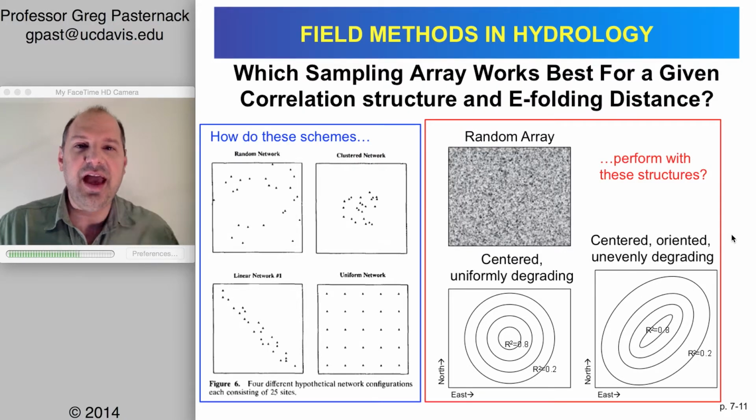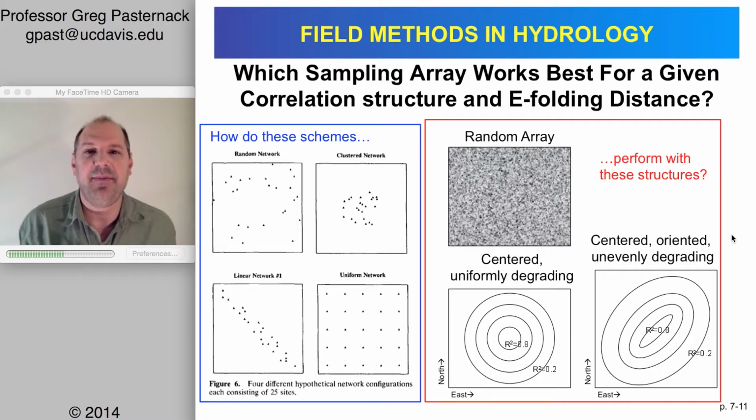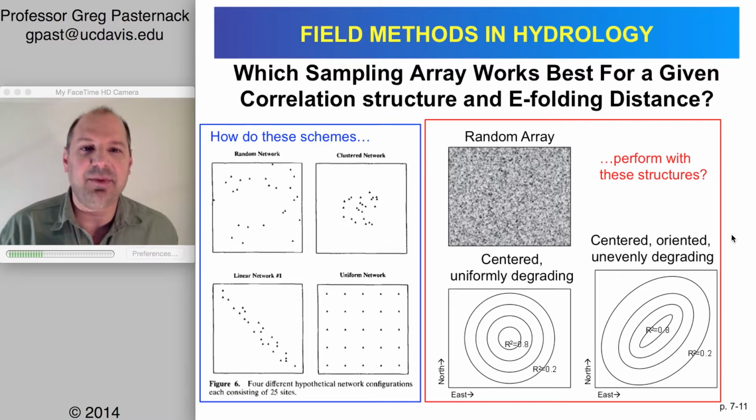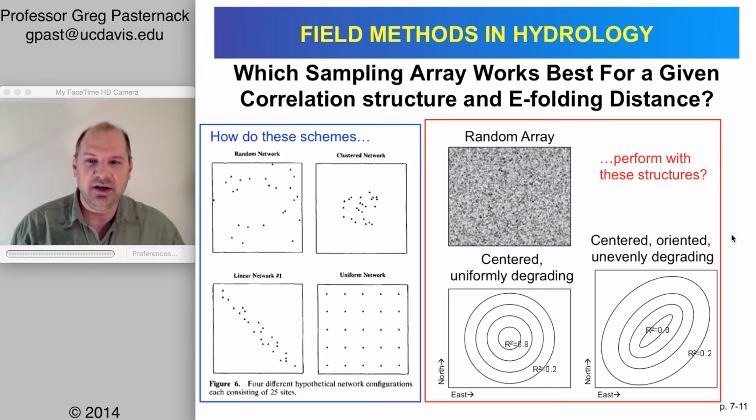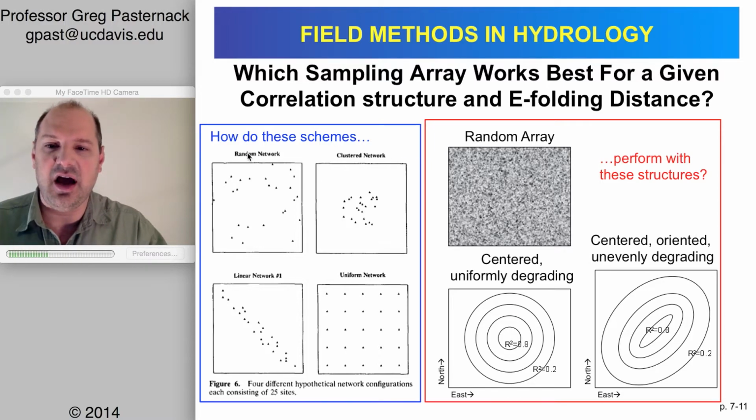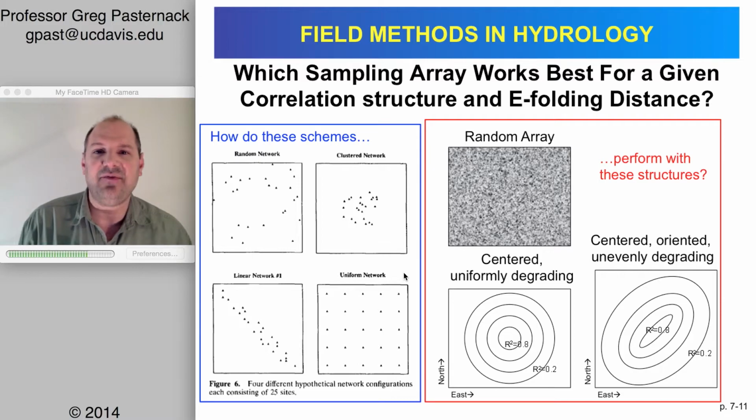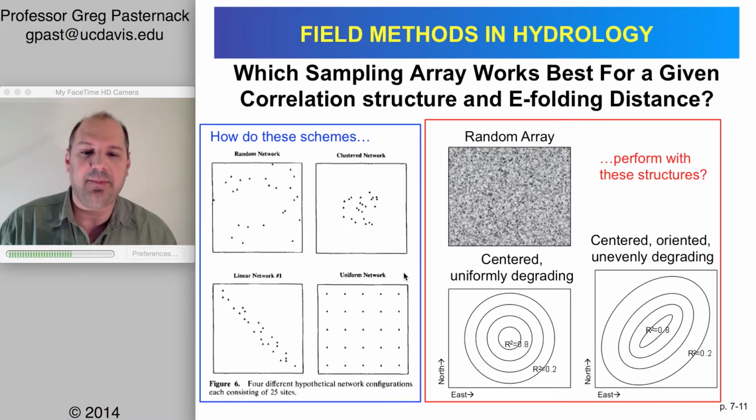Okay, so then let's say you know something about that spatial correlation structure. How do we decide which sampling scheme is going to be best? We have these four schemes to compare: random, a transect or linear type of network, clustered sampling, and a uniform network. Notice that we don't have stratified sampling because with stratified sampling, you can use any of these schemes after you have defined your strata.